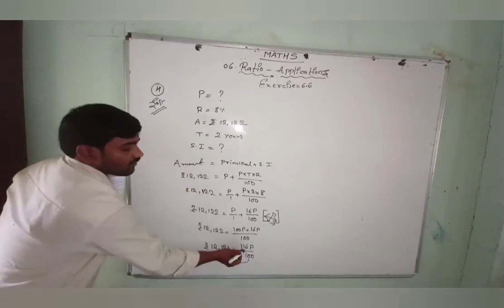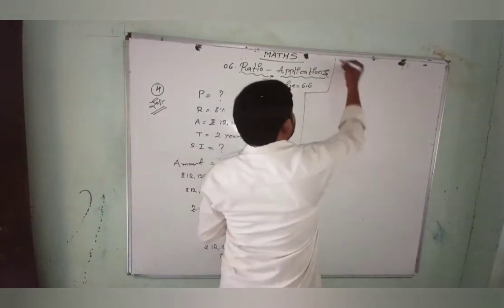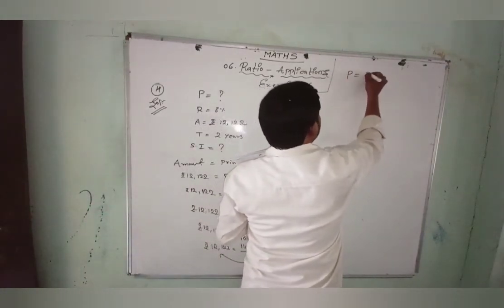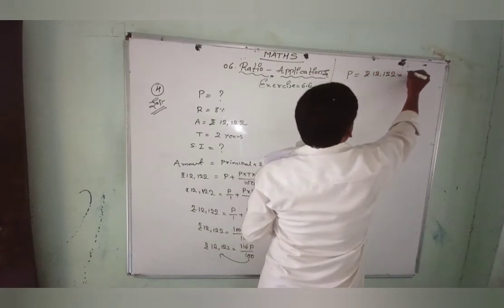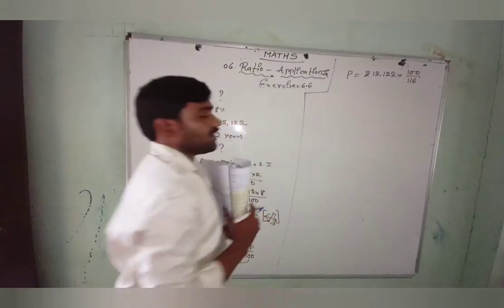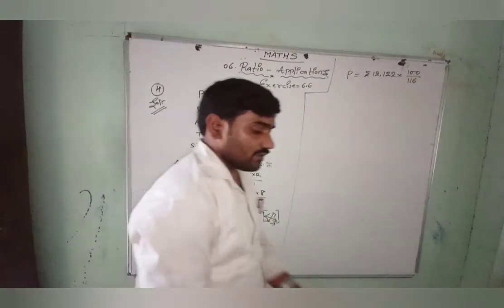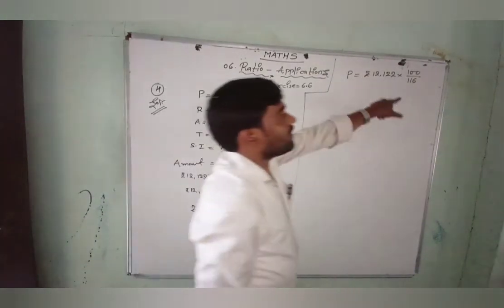This 116 by 100 we will transfer to this side, so that we will get the P value. P equals rupees 12,122 into 100 by 116. Here 116 by 100 becomes 100 by 116.